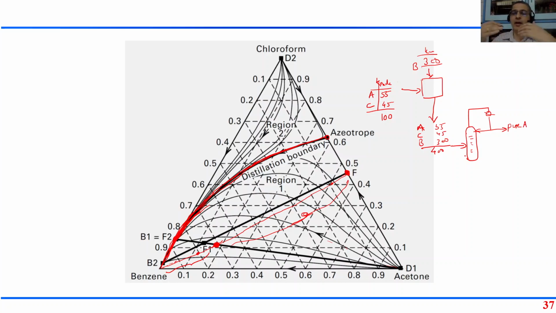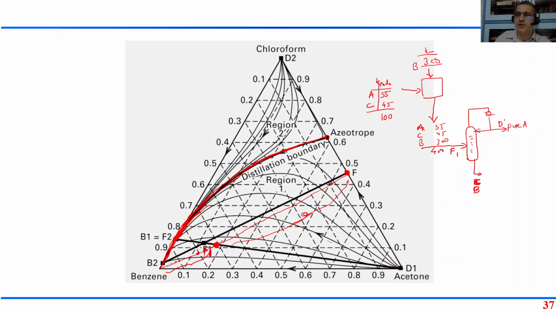That can be calculated by rigorous plate by plate calculation. But right now we are not doing that. We are just saying we have large enough stages, we'll essentially get pure acetone at the top. We will get a benzene and chloroform mixture at the bottom of the column. So this is our feed to the first column, F1. That's our point F1.